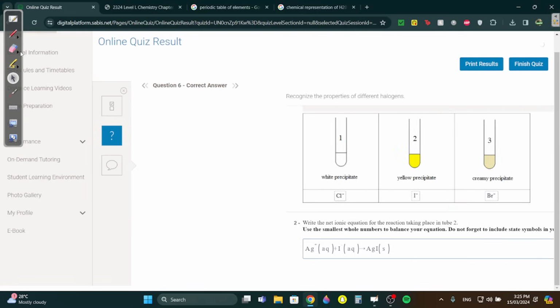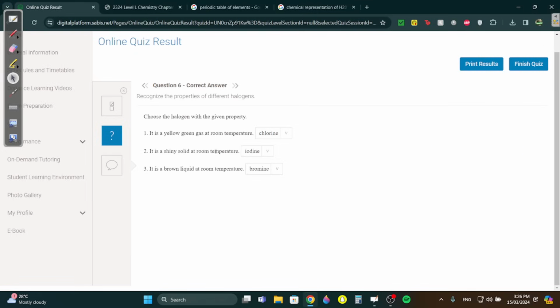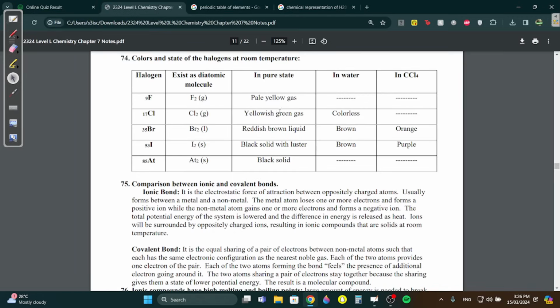Question 6. What is yellow-green? Chlorine. Which one's a shiny solid? Iodine. Which one's a brown liquid? Bromine, at room temperature. Because look here, these are actually the notes, in a pure state, at room temperature. Fluorine is yellow. Chlorine is yellow-green. Br is a reddish-brown liquid. Iodine is a solid. And then astatine is a black solid. They won't ask astatine. Then these you have to memorize them.